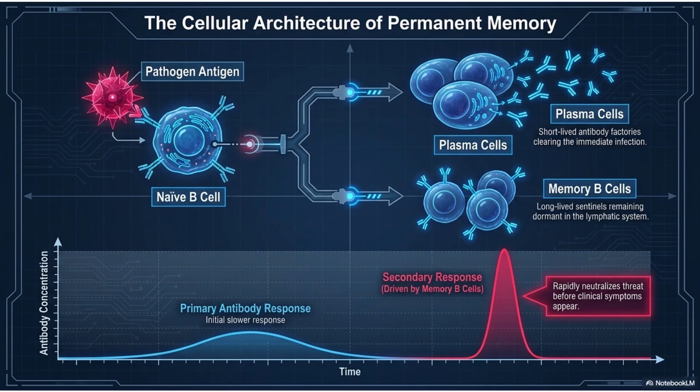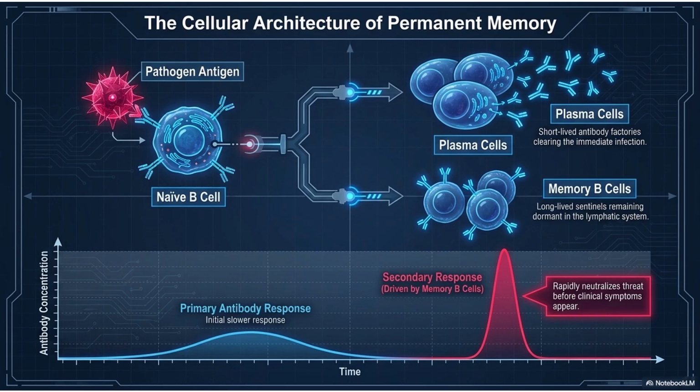The first path produces these things called plasma cells, the active antibody-producing version of B cells, or short-lived antibody factories that pump out large amounts of antibodies to fight the current infection. The second path produces memory B cells, long-lived backup copies that can persist for years, even decades, quietly waiting for that same antigen to appear again. Now look at the graph, because it kind of tells the whole story.